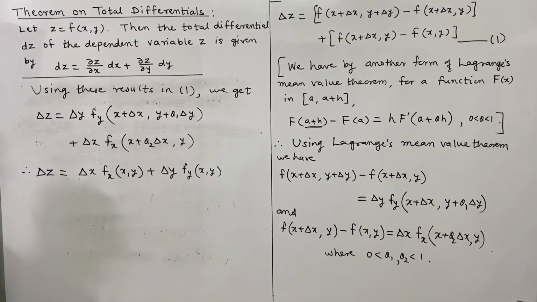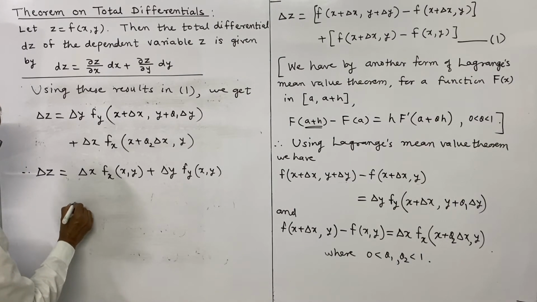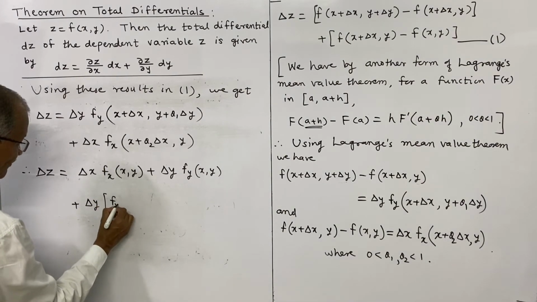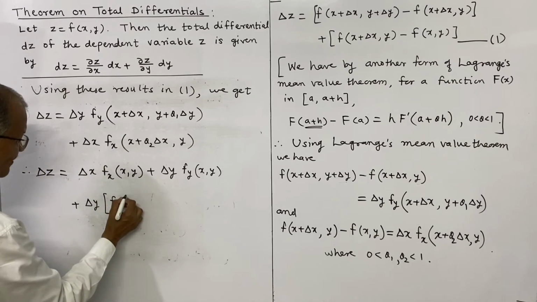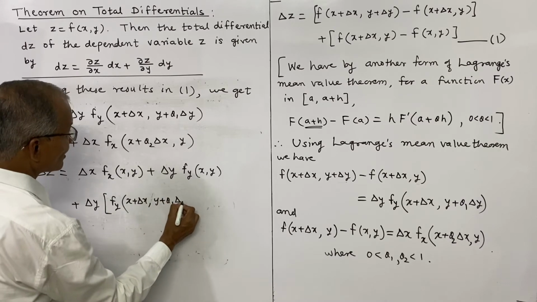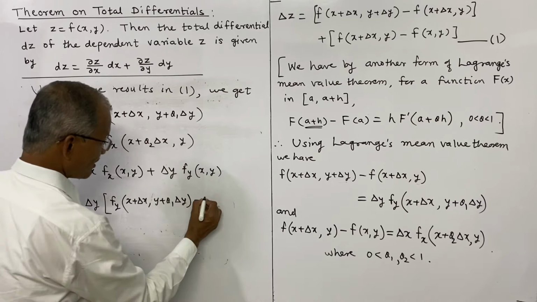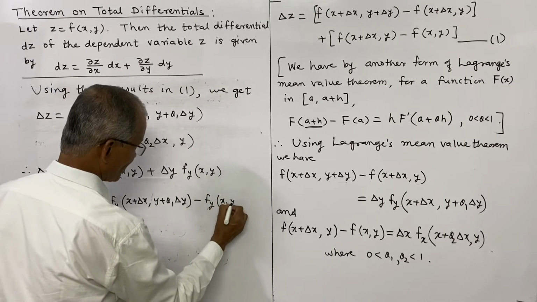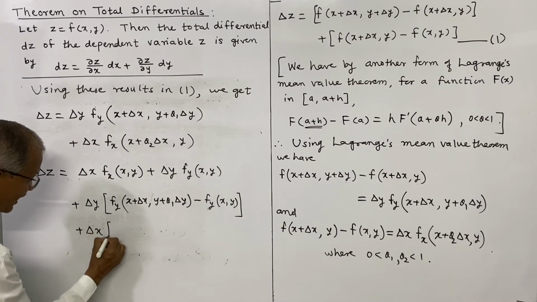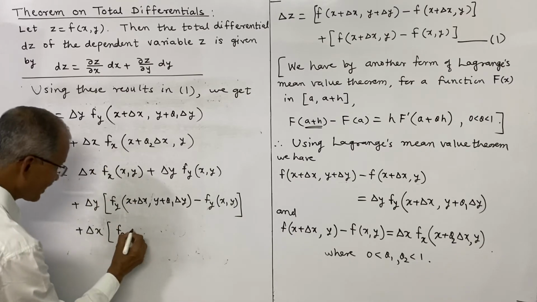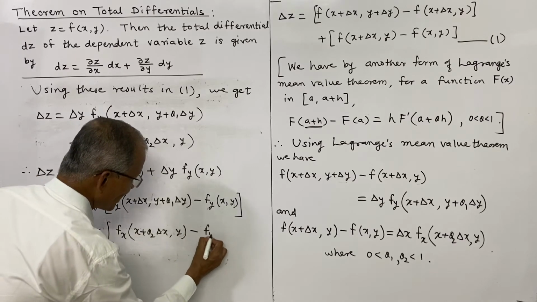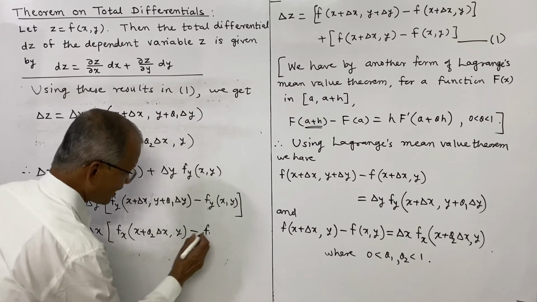This additional term I have written, and next I shall write plus delta y, this term, and in bracket I shall write f suffix y, meaning partial derivative of f with respect to y, at x plus delta x, y plus theta 1 times delta y, minus partial derivative of f with respect to y at point x, y, plus, and the next term I shall write delta x times partial derivative of f with respect to x at point x plus theta 2 delta x, y, minus partial derivative of f with respect to x at x, y.